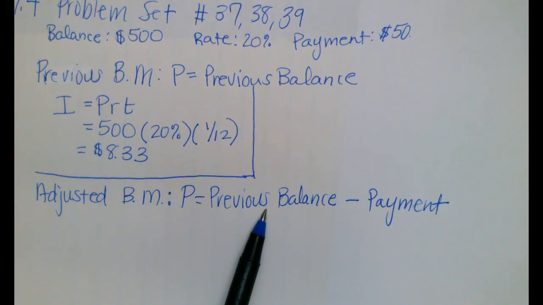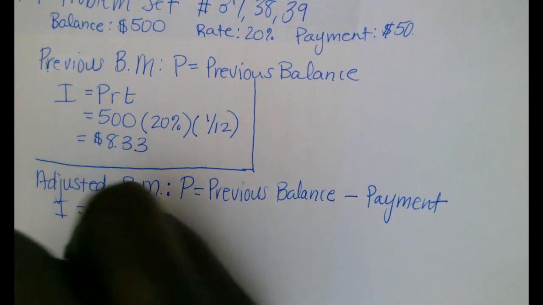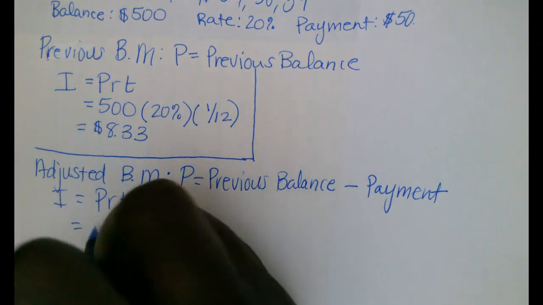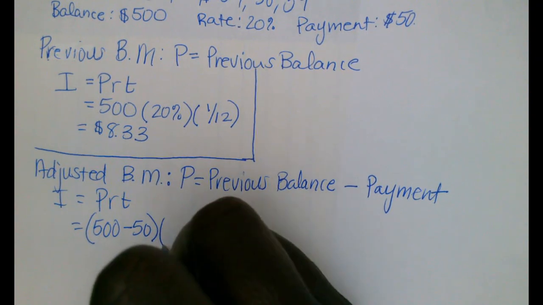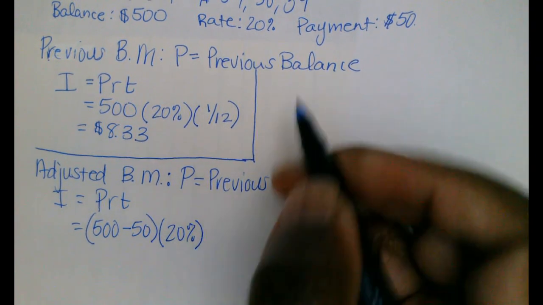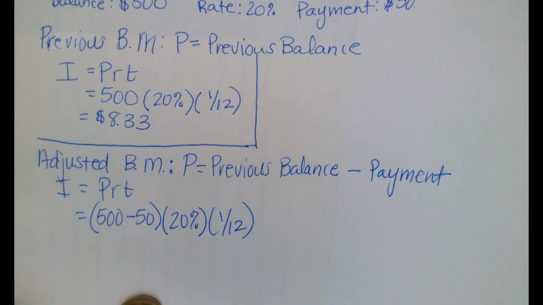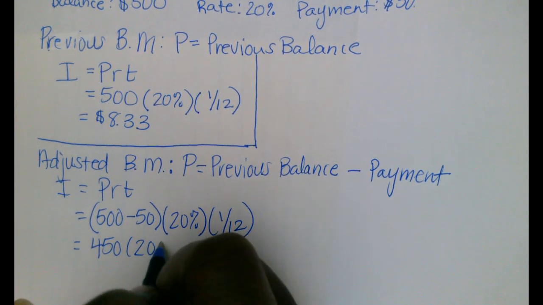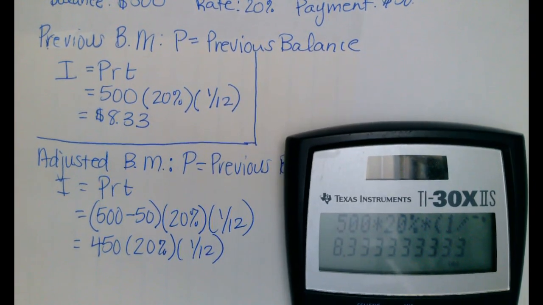Here they're looking at, okay, what did you have? Do you have any payments? Okay, we're going to drop your principal down to help you out a little bit. So for this one, I equals PRT. So our P is going to be 500 minus 50. And you could probably do this in your head, mentally, once you get comfortable with doing these.